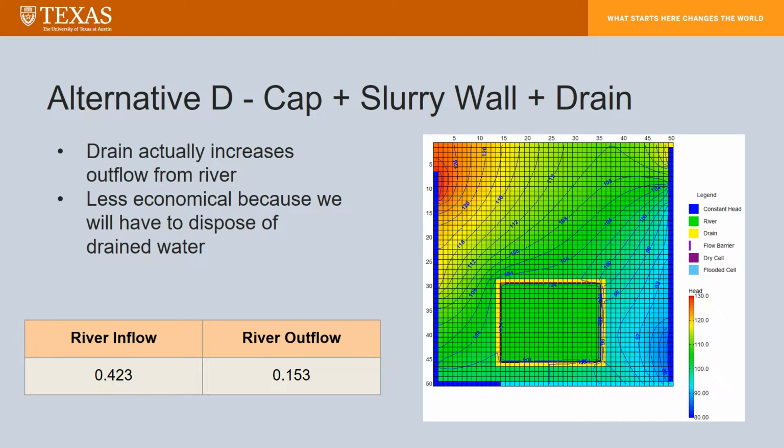Alternative D is a cap plus a slurry wall plus a drain, which means that this option adds a drain to the previous option that goes around the landfill. And this option actually increases outflow to the river. And the price is increased from the previous option because of the addition of the drain. And it's less economical because we still have to dispose of the drained water that is bringing contaminants into the river.